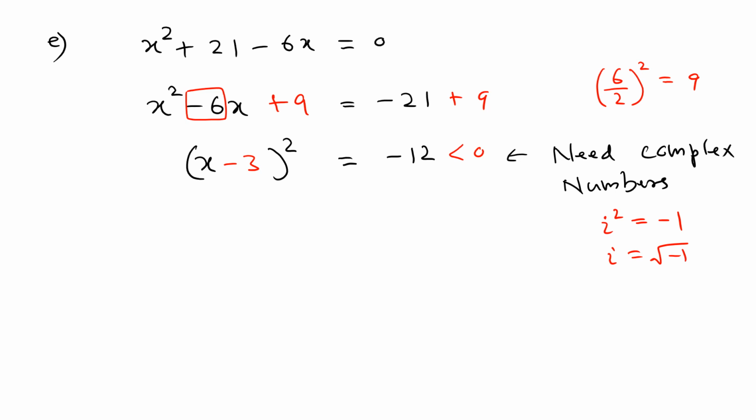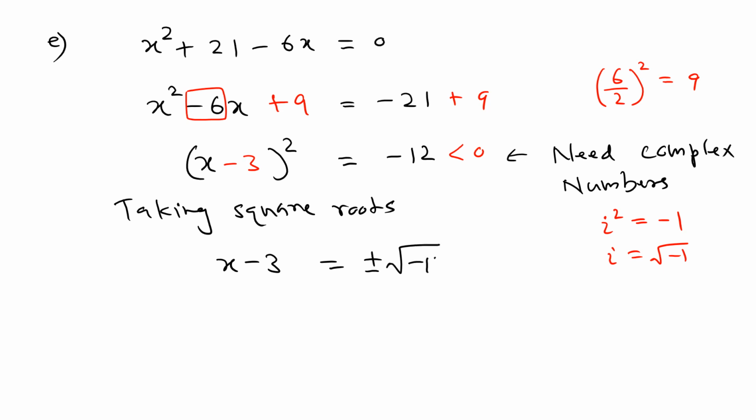So taking square roots, we do the same thing. This side is x minus 3, and the other side is plus or minus, as before, the square root of negative 12. So that is the different one. But how do we do this?